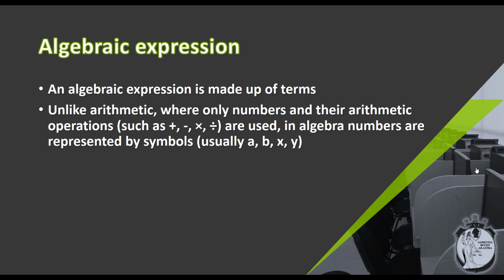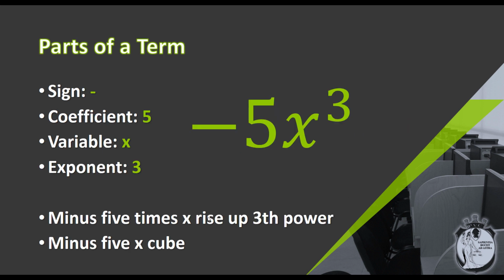Okay, we will see what an algebraic expression is. It is made of terms. And what is a term? A term is an element of an expression. We will see the parts of a term. For example, here, that term, there are two ways to name that.